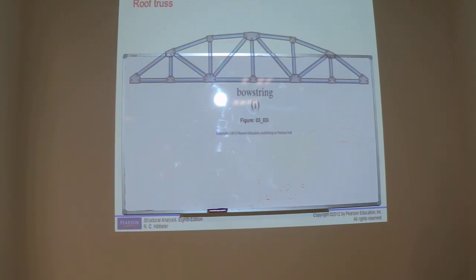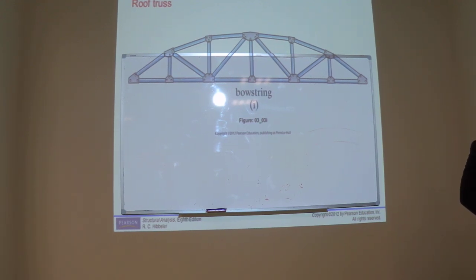Bowstring. Have you seen the bowstring? Is it an arc bridge? This one? What is bowstring? What is bow? Problem for the arch.